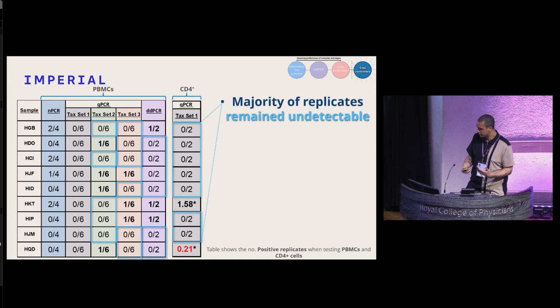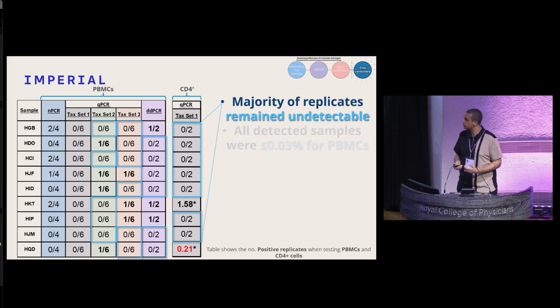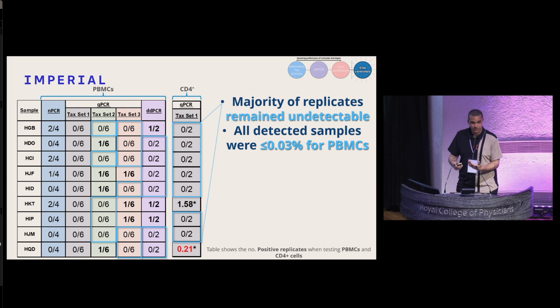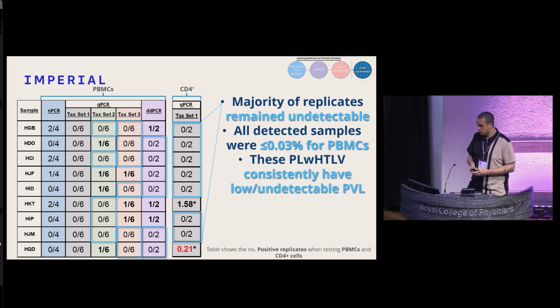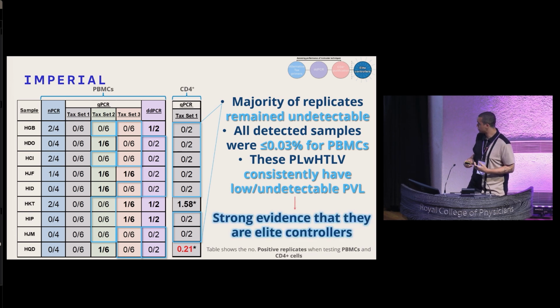And what I'm highlighting here is that the majority of these replicates for the potential controller patients remained undetectable. And even when detected in the PBMCs, the proviral load was never greater than 0.03%. So we can say that these potential elite controller patients consistently had low or undetectable proviral loads, giving us strong evidence that these patients could actually effectively control viral replication, and they were elite controllers.